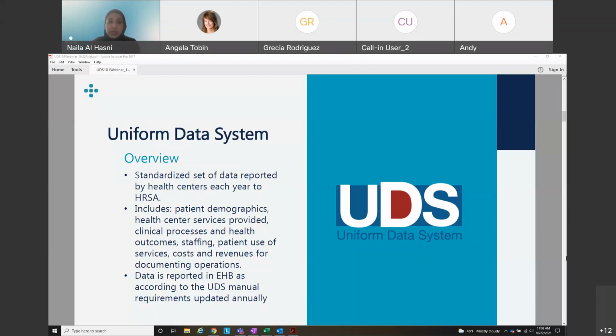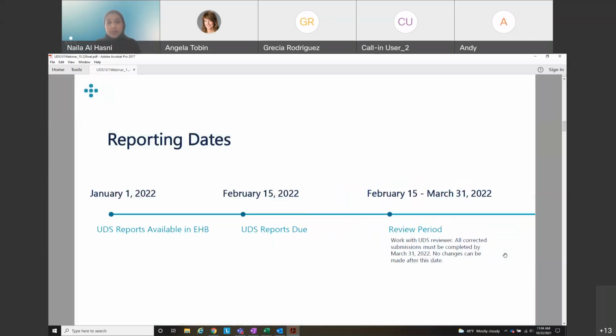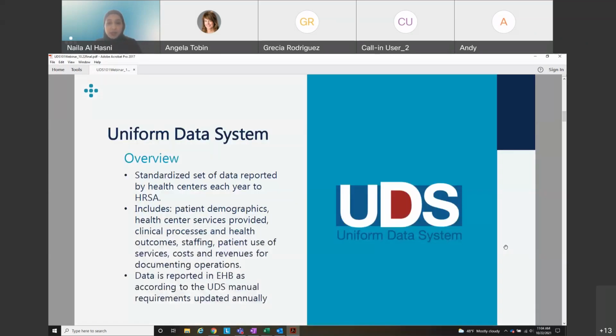This data is all reported in your electronic handbook or your EHB, according to the UDS manual requirements that are updated annually. And so within the EHB, you'll have a number of tables, including first you'll have contact information for your health center. You'll have the patients by zip codes table, and that's really for compiling national and state data and to identify any service gaps. And then you'll have table 3A, which collects age and gender information. Table 3B collects demographic information. Table 4 collects data on selected characteristics of patients such as income level and special populations information. Table 5 includes profile of health center staff, number of visits, number of patients served in each service category.